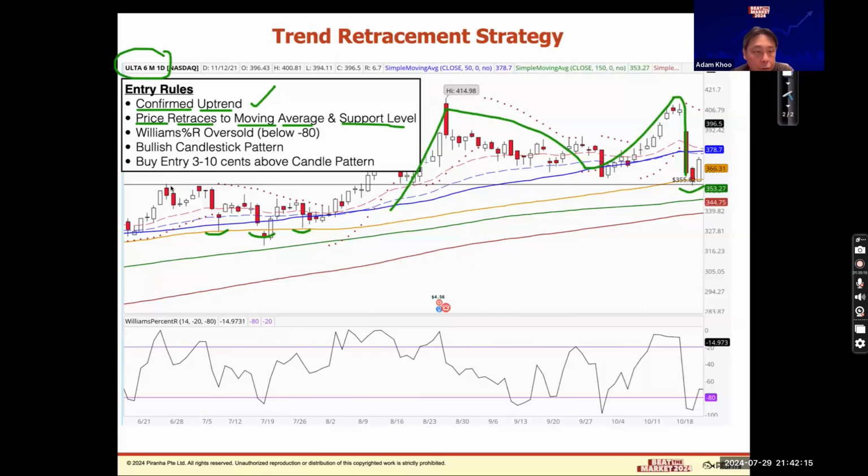Plus, can you see this was a previous resistance? Resistance, once broken, becomes support. So this line here that I drew is a horizontal support. So I've got the price hitting a moving average and a horizontal support. That gives me confidence that this support will hold.